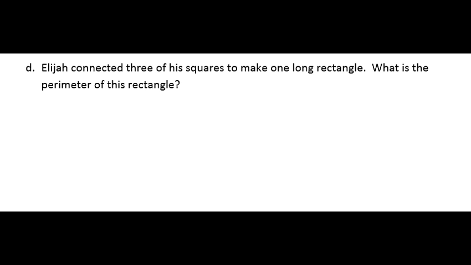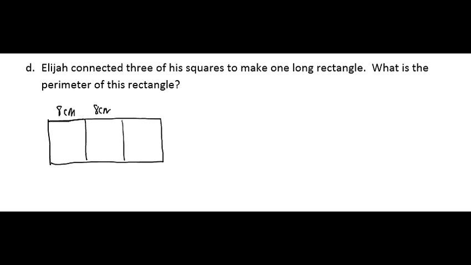As a follow-up to that question, the next question says, Elijah connected 3 of his squares to make one long rectangle. What is the perimeter of this rectangle? I'll start by drawing his 3 squares all connected to make one long rectangle. And each square had a side length of 8 centimeters. So that means this distance is 8, this distance is 8, and this distance is 8, and each side length is 8 as well. And I'll fill those measurements in on the bottom.